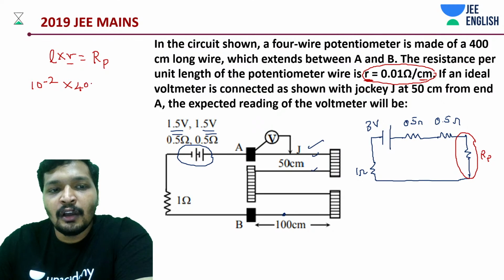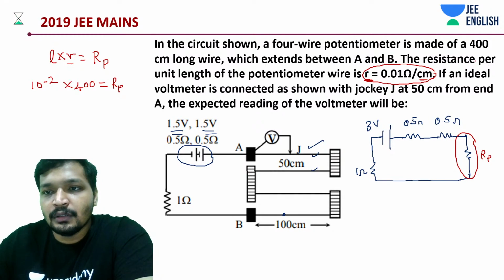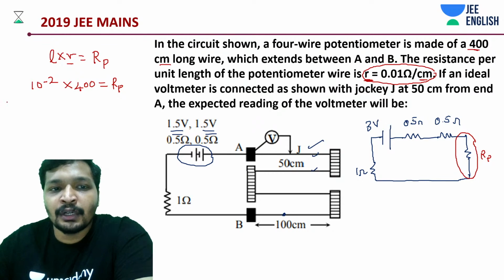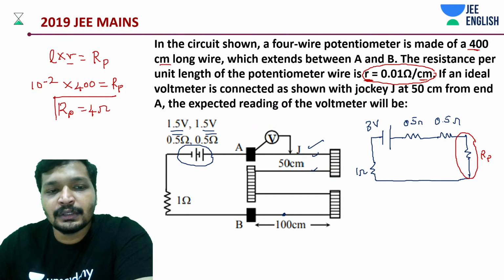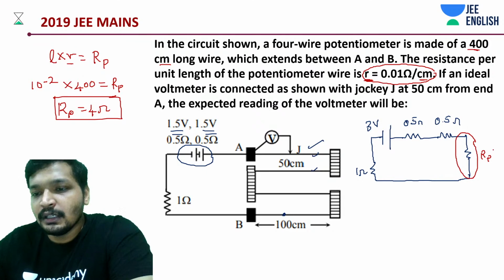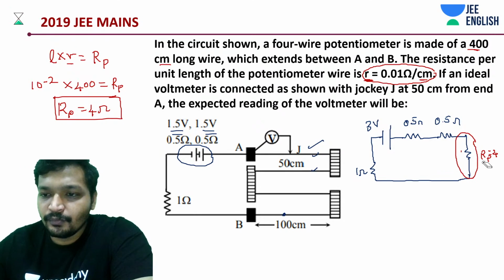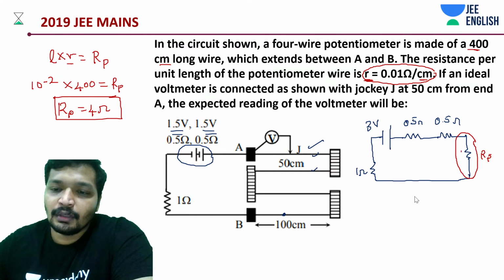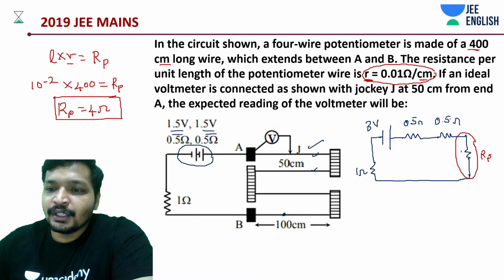How much is your length? 400 centimeters. That's it. Generally it's 400 centimeters or 800 centimeters in your lab. So resistance of your potentiometer is 4 ohms. That's it. So this is going to be how much? 4 ohms. A simple story.